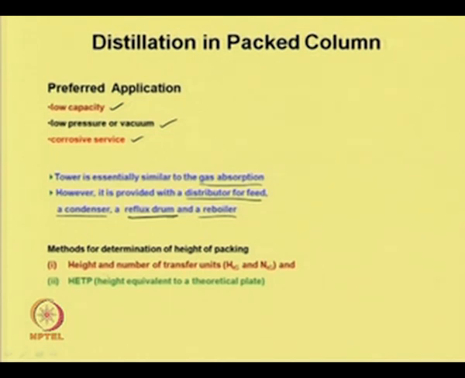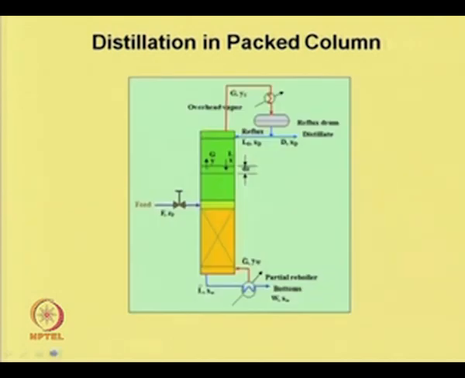Now we will discuss the height and number of transfer units method. This is a typical packed distillation column where feed enters at a particular location with a composition ZF, and we have a reflux drum and then distillate. Here is a condenser, and similarly at the bottom we have a partial reboiler as in distillation.